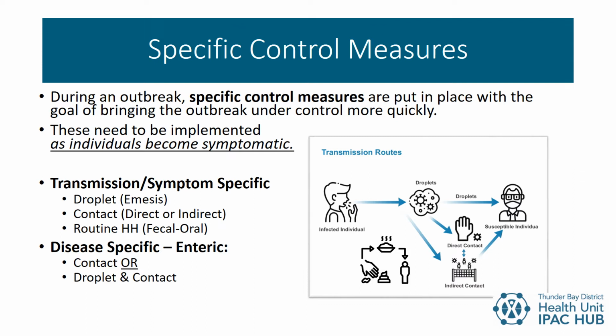If the causative agent, so the bacteria or virus, is known for the enteric outbreak, this may designate if precautions are needed, if they're being droplet or contact. Personal care risk assessments, or PCRAs, are applicable, as these specific control measures create the minimal level of precautions, but based on your PCRA, you may need to initiate additional precautions.